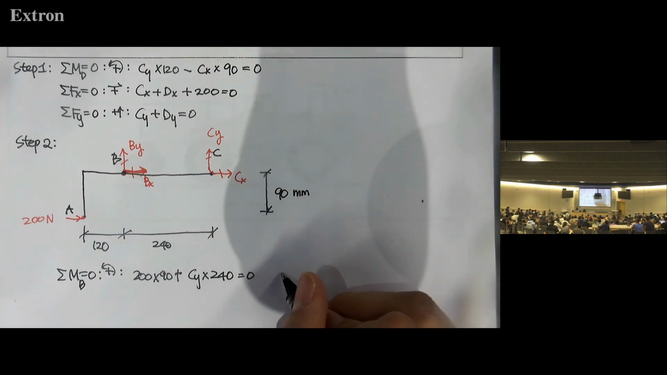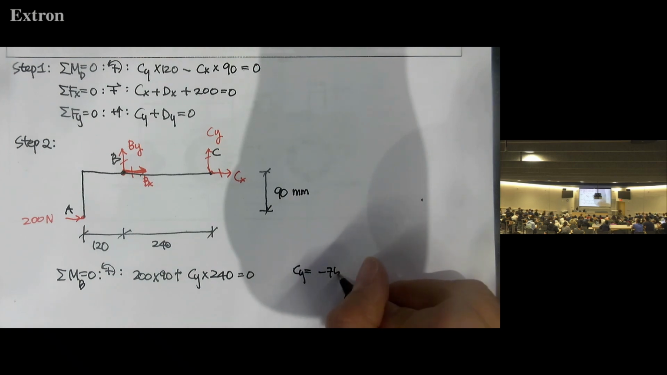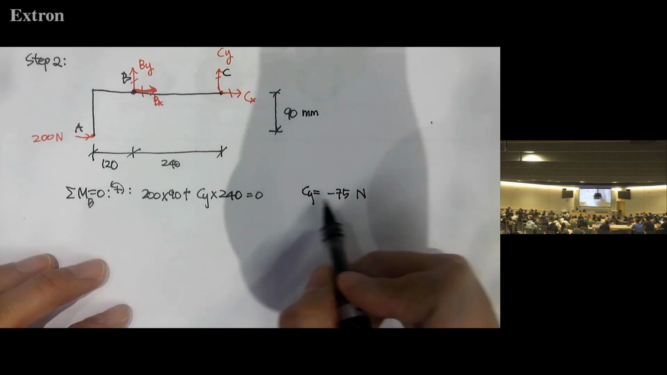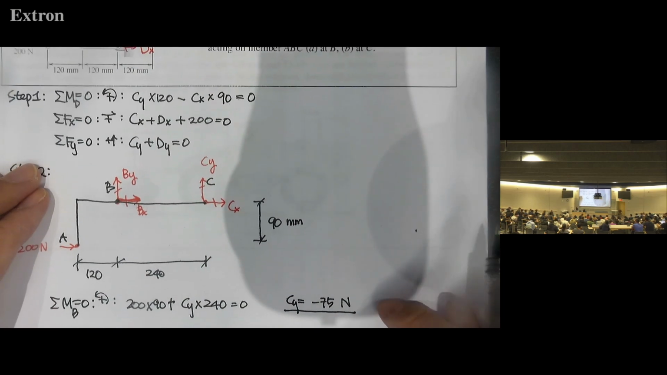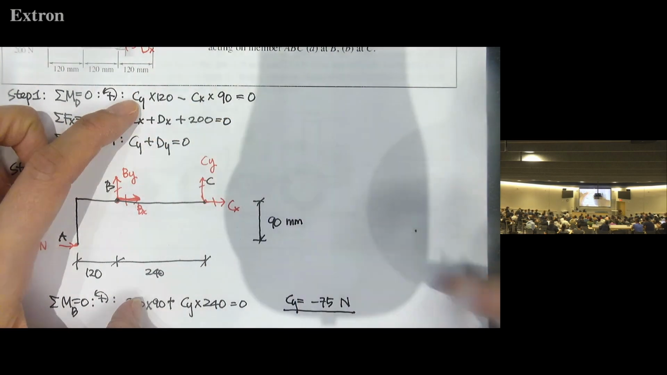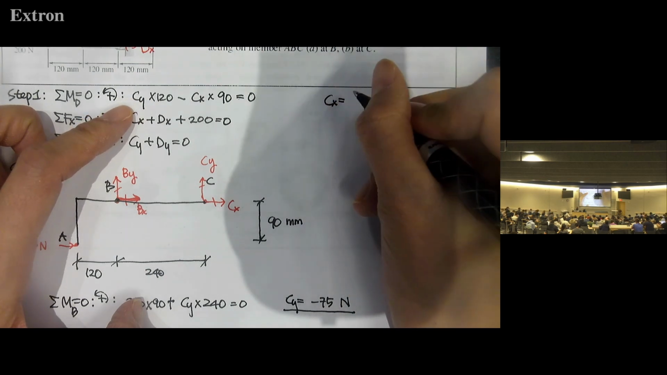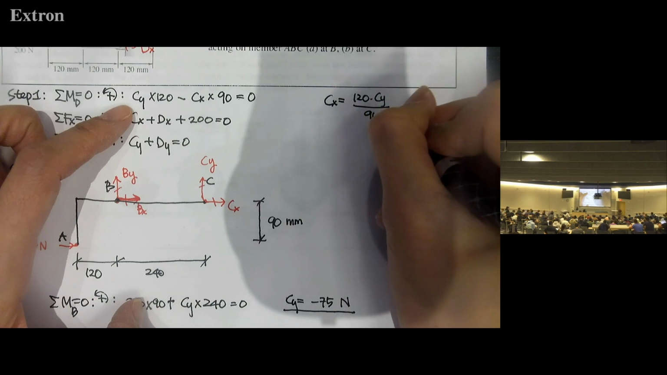Okay, now, what is Cy? Negative 75, that's what he has. And I have 2 Newton. Okay, so Cy was found as minus 75 Newton. And then now we can plug this into the first equation and find Cx, right? What is Cx?